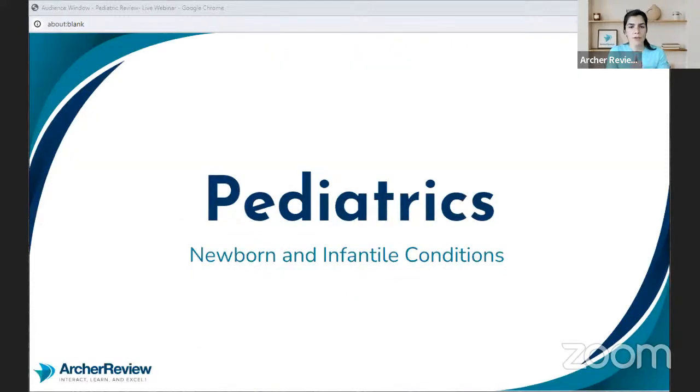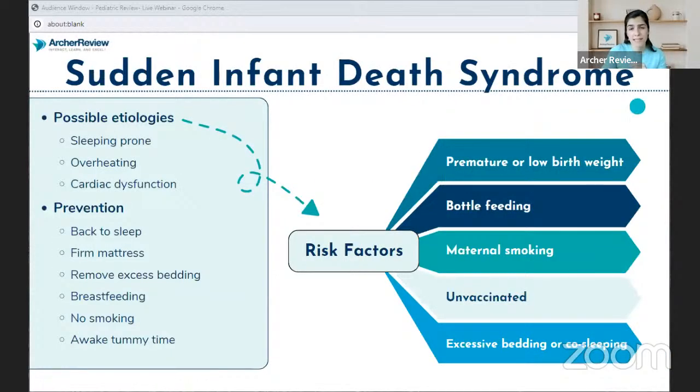So let's talk about the newborn and infantile conditions. One that we've been mentioning is SIDS, that's sudden infant death syndrome. Unfortunately, they don't know the cause of SIDS. They know some risk factors that you can talk to your patients about and try to reduce, but we don't quite know the cause. And there are certain things we can do to help reduce those risks.